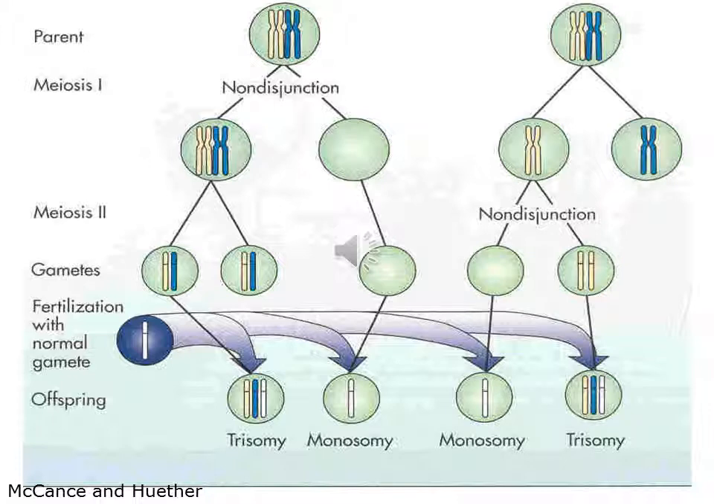Here are some examples of non-disjunction showing the results of chromosome number abnormalities. On the left, non-disjunction occurred during the first meiotic division. On the right, non-disjunction occurred during the second meiotic division. Either way, the offspring were abnormal.